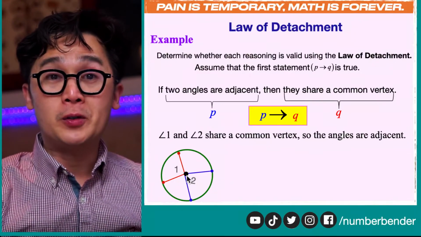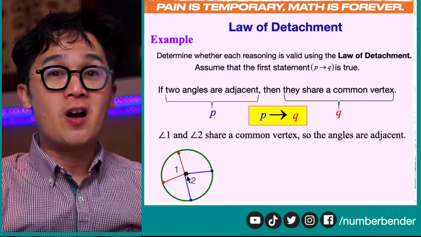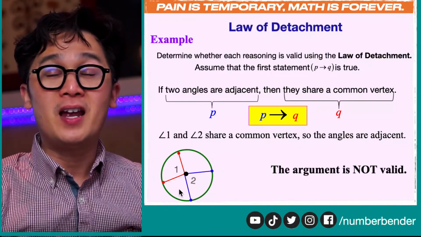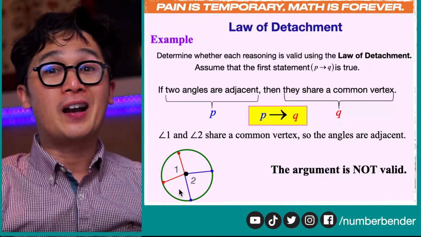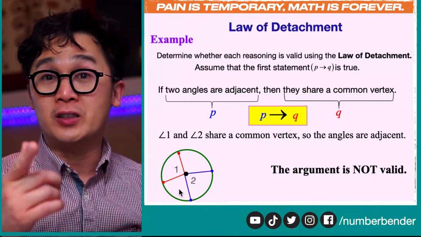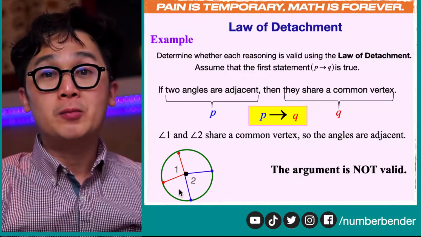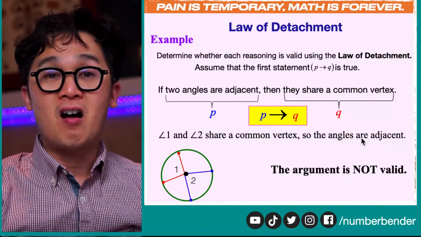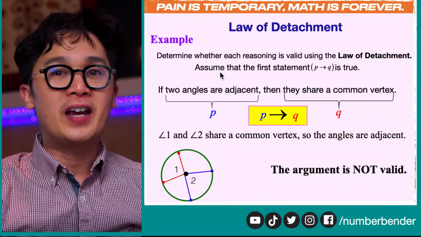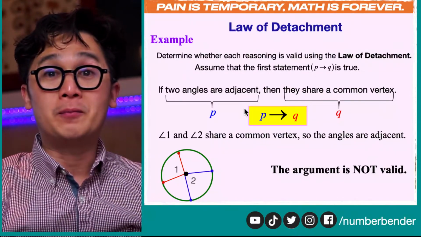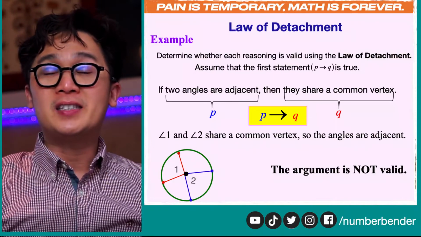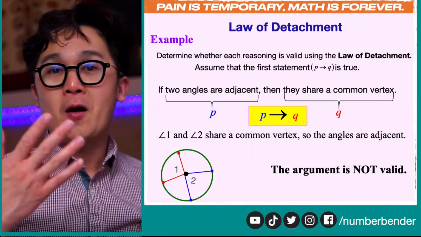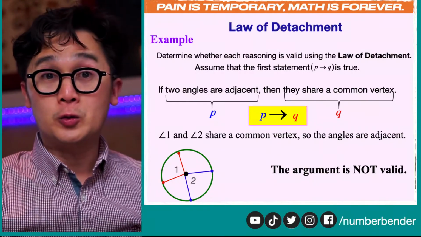So we're able to produce a counterexample based on the hypothesis and conclusion from the main conditional statement. Therefore, we can say that the argument is not valid, because using the law of detachment, we're able to prove that this example is not a valid argument based on the initial statement that we have in P then Q. So this is how we articulate and use the law of detachment by working with hypothesis and conclusion in our statement.